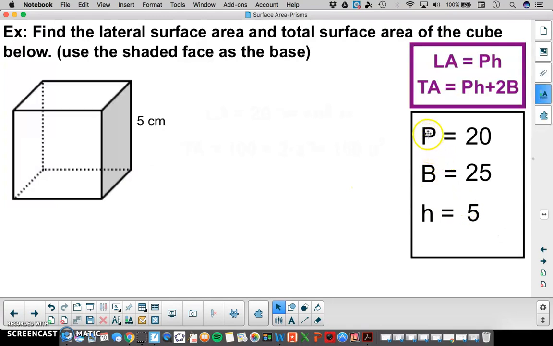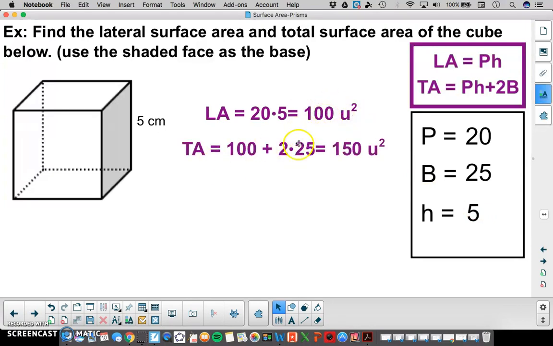Now I just plug in P, B, and H to the lateral area and total area formulas. P times H is 20 times 5, which gives us 100 square units. Total area is PH, which we already found, plus 2 times 25. So 100 plus 50 gives us 150 square units.